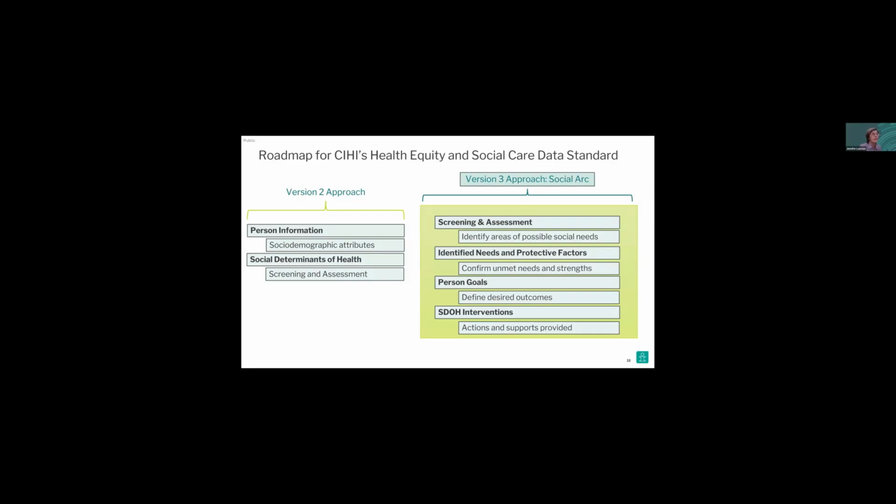In version 3, sociodemographic attributes will remain in the person category, and we have further developed this screening and assessment category in context of future work toward defining a composite of data categories that we refer to as the social arc. These categories include confirmatory identification of social risk and social needs and protective factors, person goals that define their desired outcomes, and finally, social interventions which describe the action and support that can be provided to patients and to enact social care plans that treats the whole person.